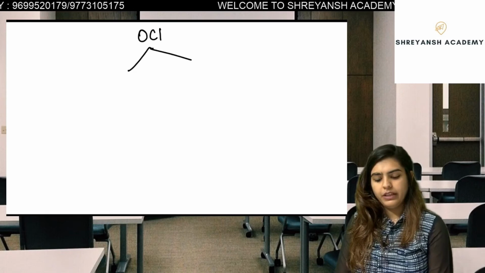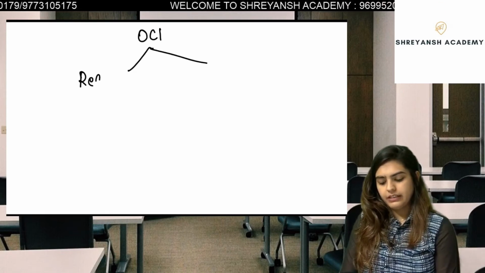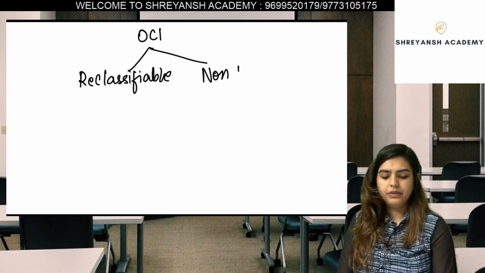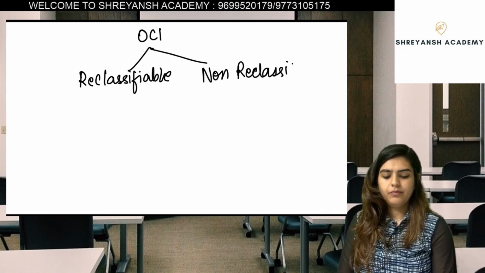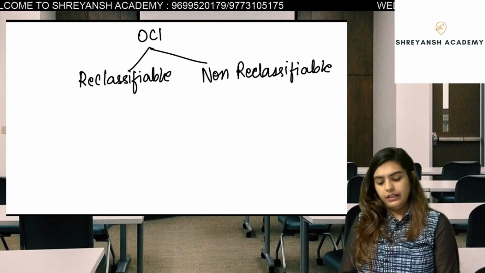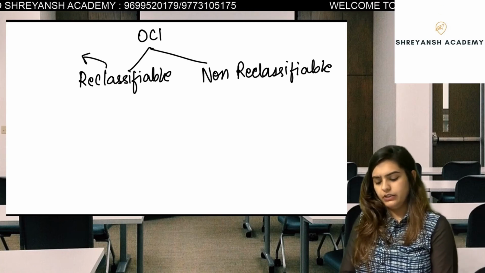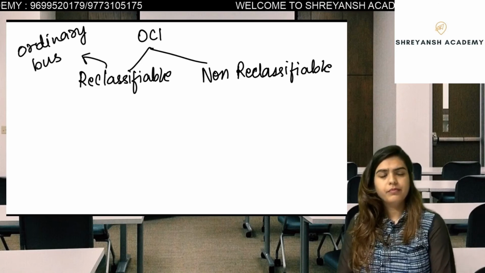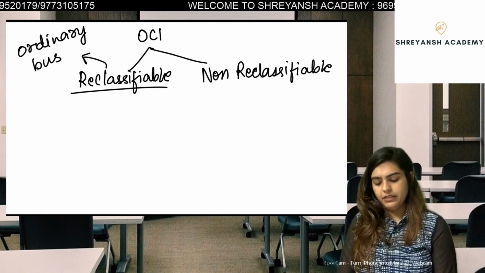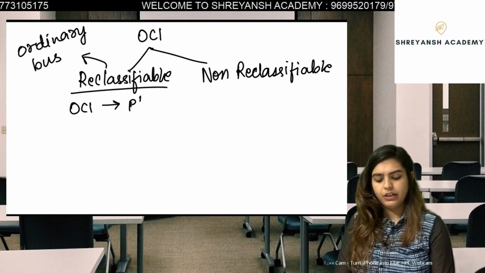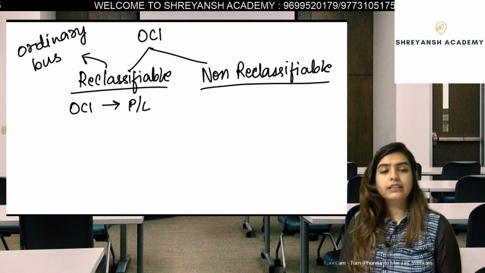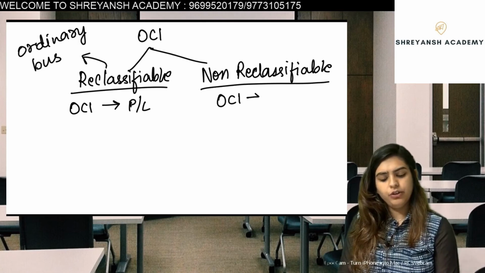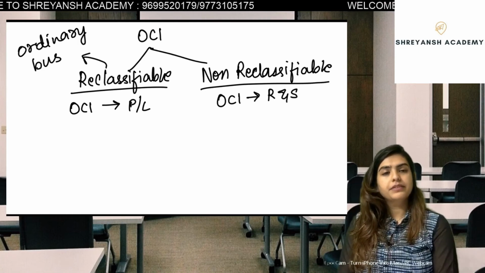OCI can be of two types. One, reclassifiable. Other is non-reclassifiable. Reclassifiable, as of now you can understand, is used for ordinary business. Reclassifiable basically means your OCI balance will be transferred to PRL account. And non-reclassifiable means it will not be reclassified to PRL. Then it will directly go to your equity, that is reserves and surplus.